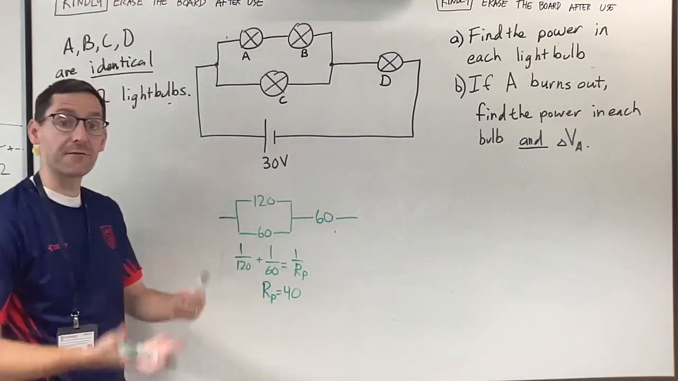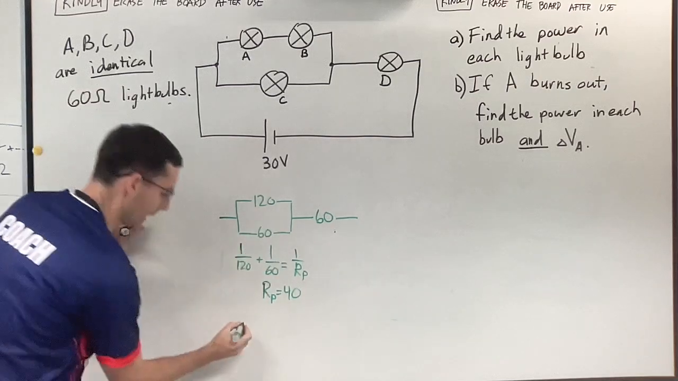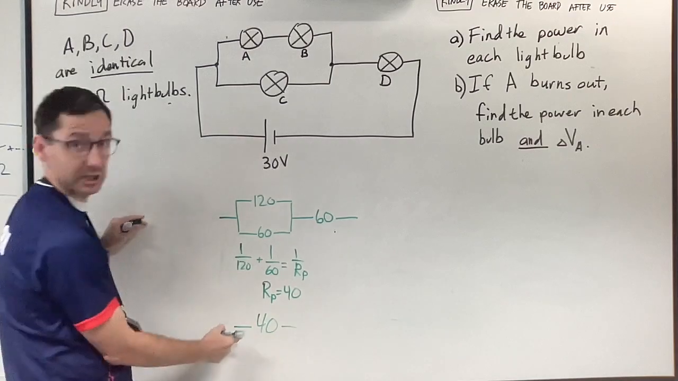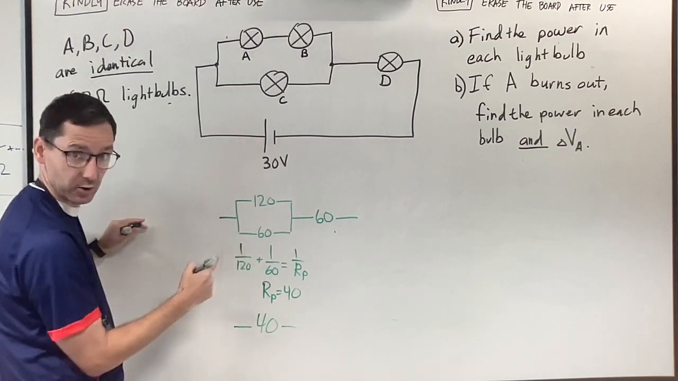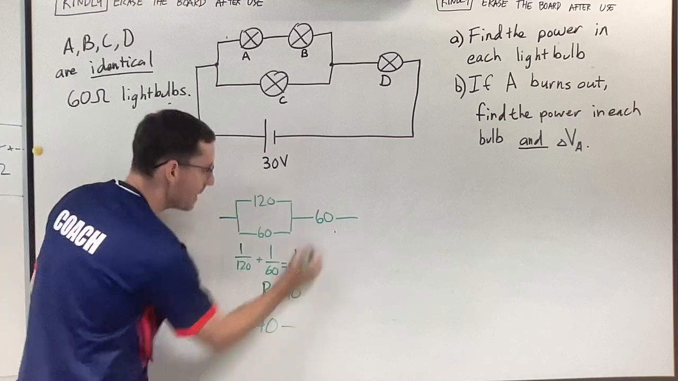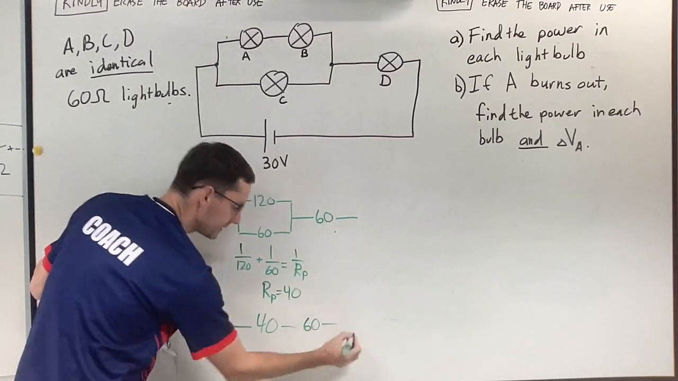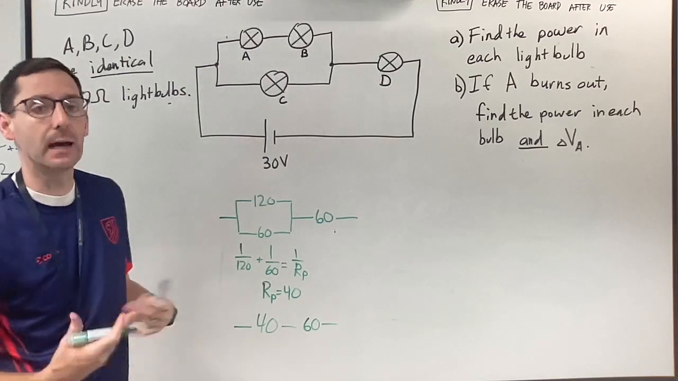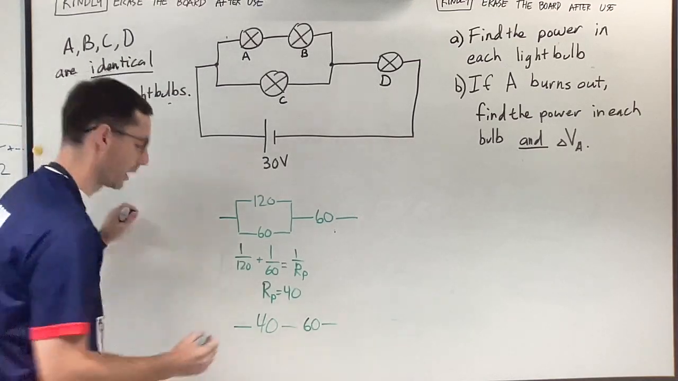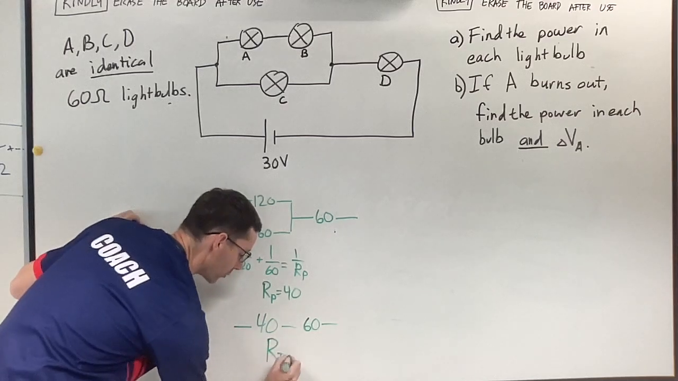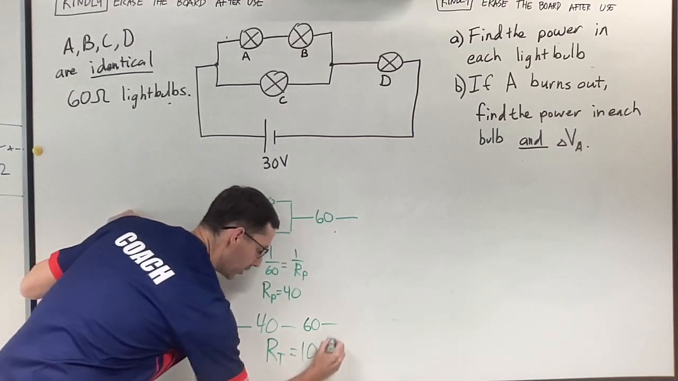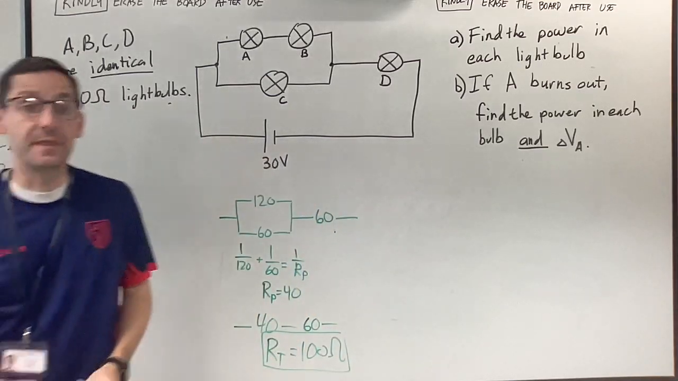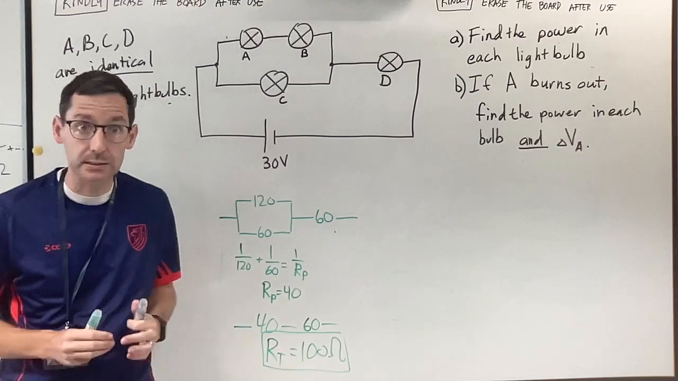All right, now if I were to redraw that, it would look like this. These two have been combined to give me 40, which, yes, by the way, is less than either of those. Remember, that's what we talked about before. And then it will go through the 60. Now that they are completely in series, I can add them together, and I will get 40 plus 60 equals 100. So I now know that the total resistance equals 100 ohms. Now, that is the total resistance of the circuit.